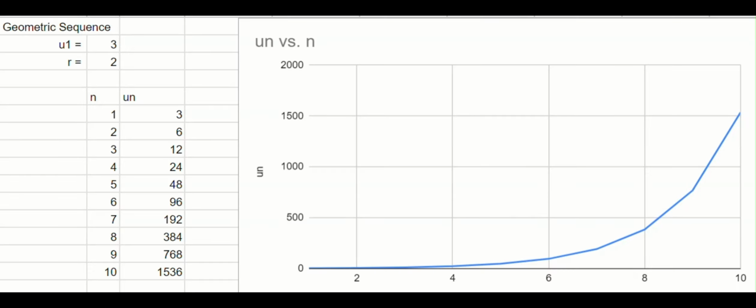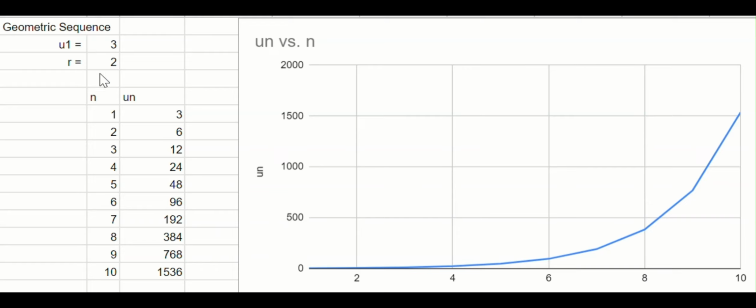I just wanted to illustrate the idea of geometric sequences using this little spreadsheet with a little graph here. So you can see if we have U1 is 3 and R is 2. So every time I'm multiplying by 2. If you look, as you go up in the number of terms, the size of the term just gets bigger and bigger. So it's kind of this exponential J curve going on.